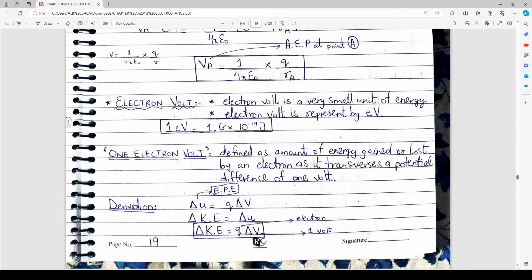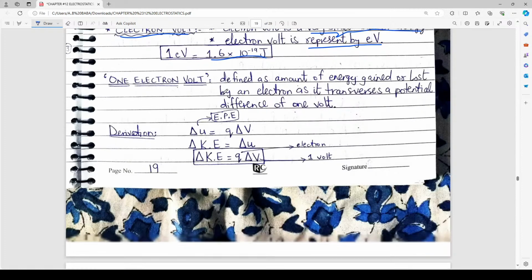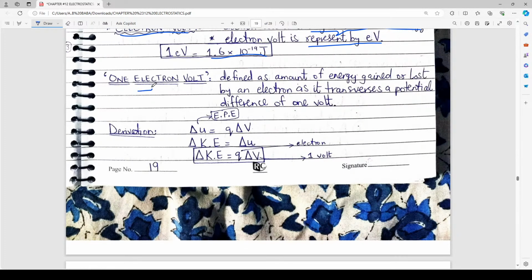So continuing from where we left, what is an electron volt? An electron volt is a very small unit of energy and it is represented by eV, which is equal to 1.6 exponent minus 19 joules. 1 electron volt can be defined as the amount of energy gained or lost by an electron when it moves through a potential difference of 1 volt.